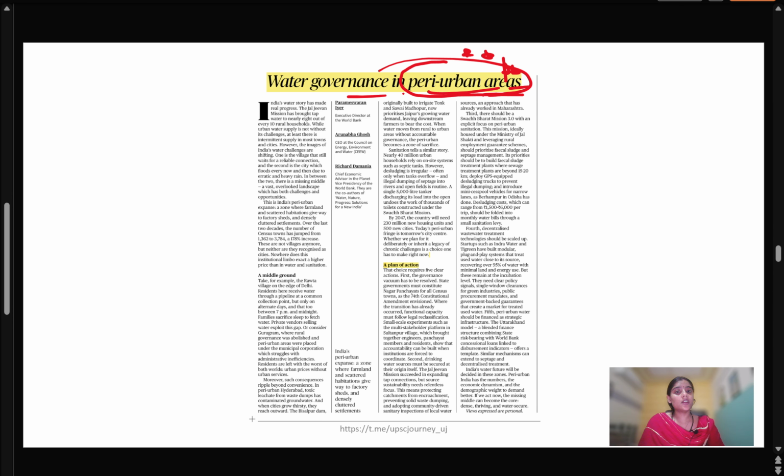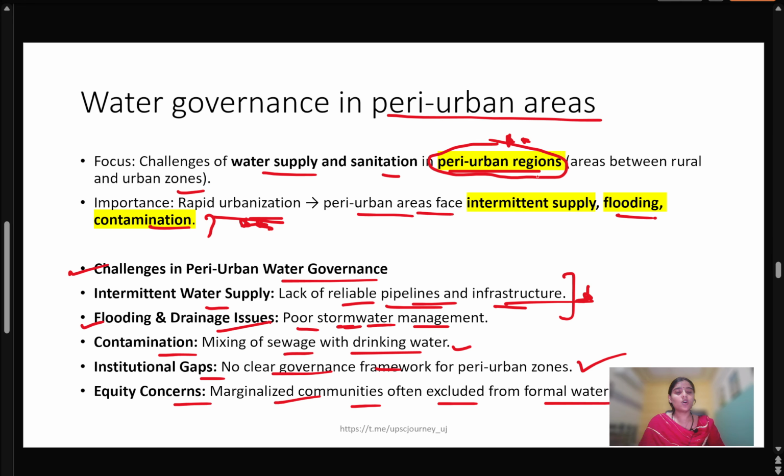After that, we have seen that we need to have better governance in water management in peri-urban areas. The peri-urban areas are between rural and urban zones because of urbanization in these areas. We need to have proper peri-urban dedicated bodies, and these are the challenges like flood and drainage, contamination, institutional gap, and then we have an equity concern.